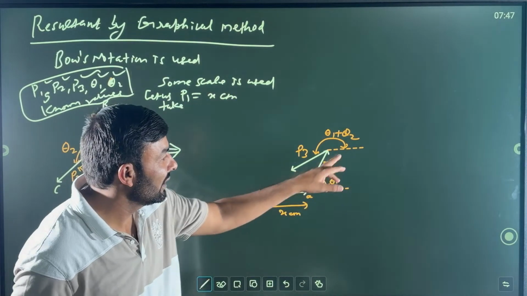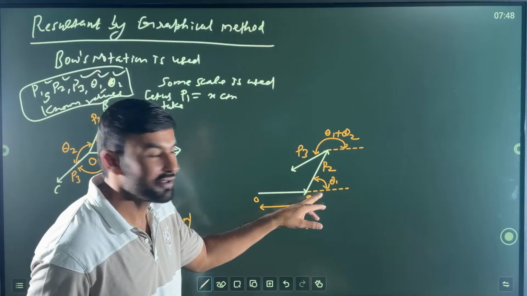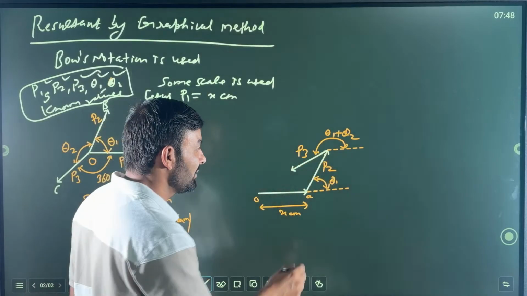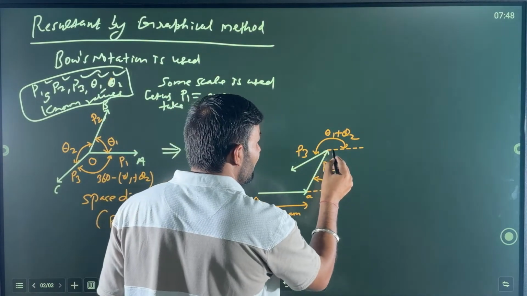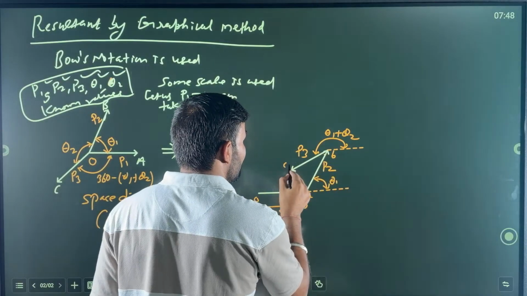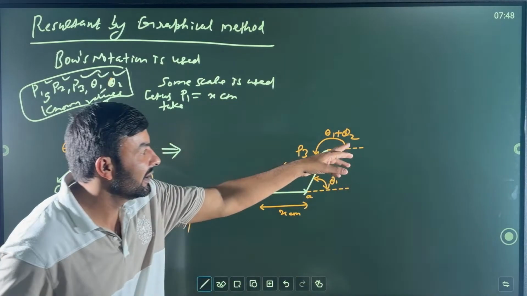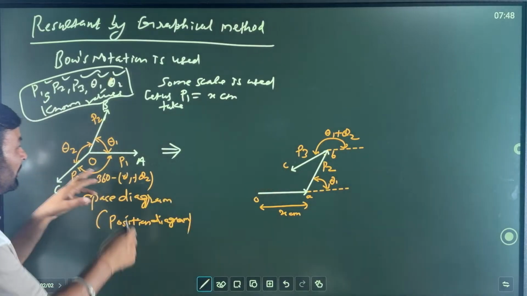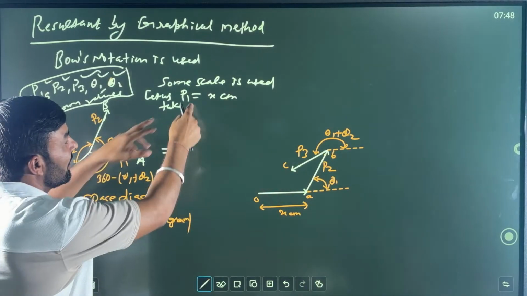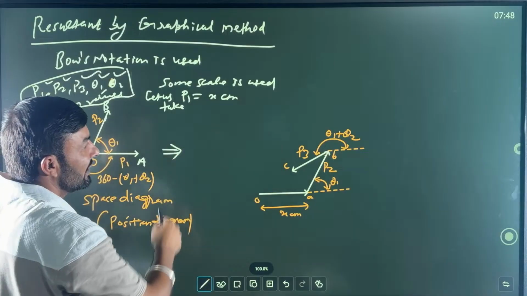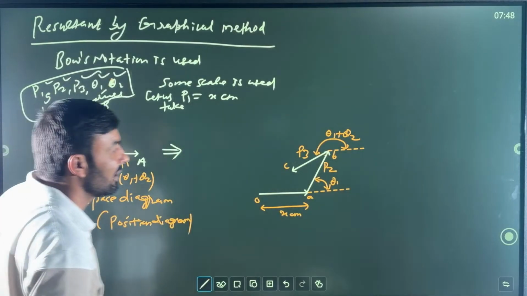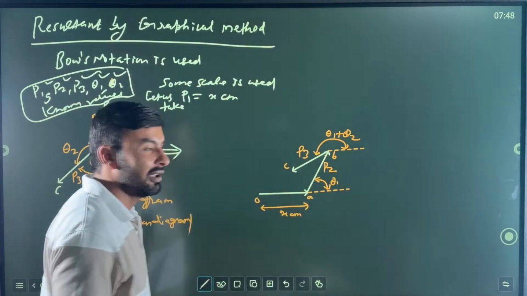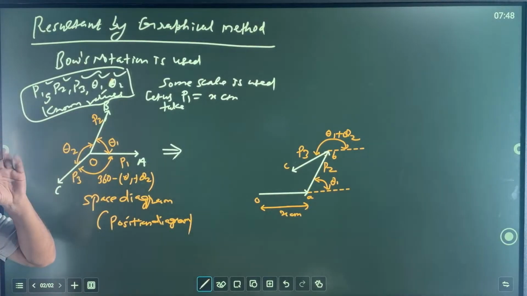So first draw a line parallel to this line from this point. Take this point as small letter c. Be careful. Then at an angle of theta 1 plus theta 2, you need to draw P3, converting it first into a scale value in centimeter, whatever you take. This is P3 now.